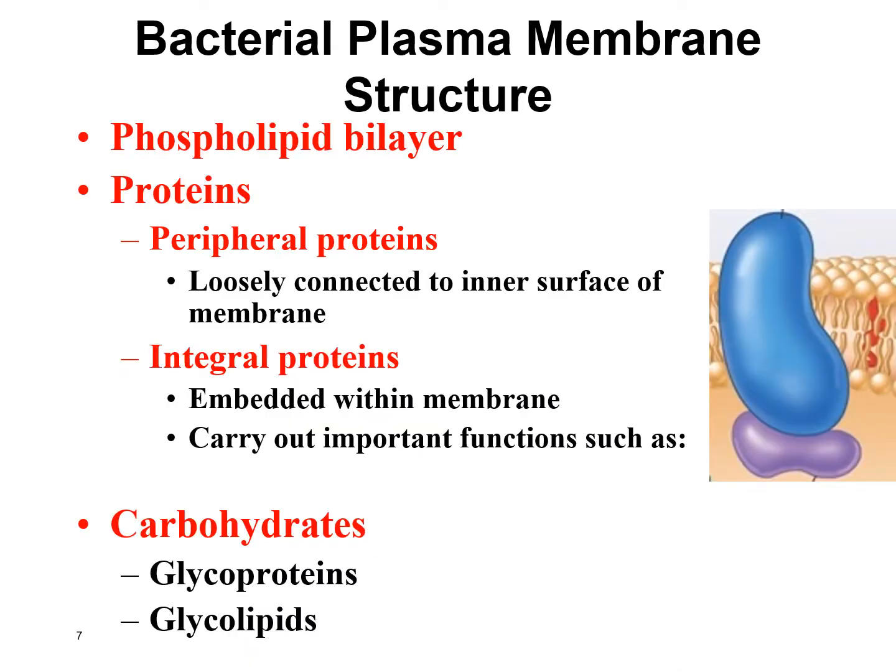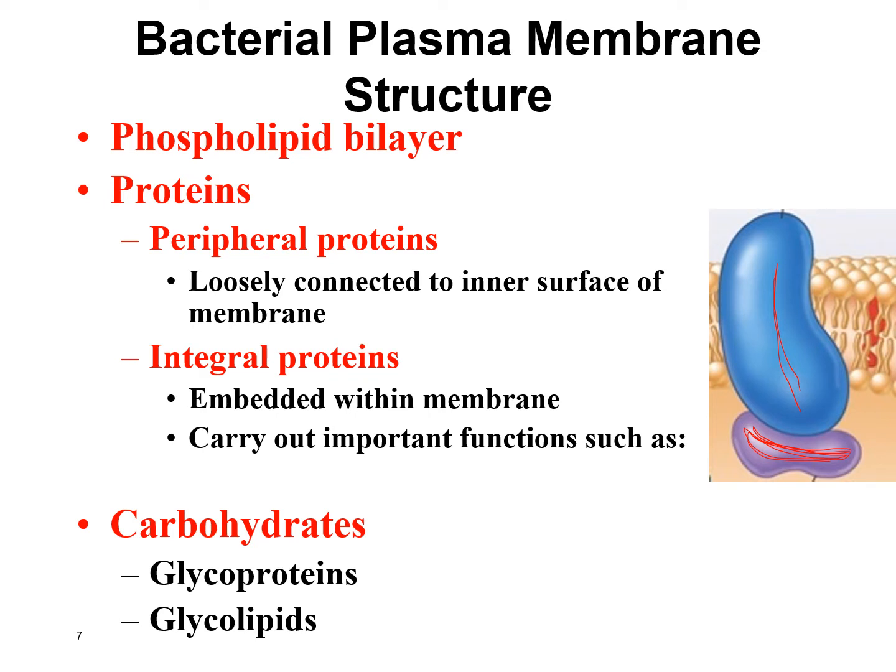The structure of the bacterial plasma membrane is very similar to what we see in eukaryotic cells. So we've got the phospholipid bilayer. We do have some proteins in the membrane. They do have some peripheral membrane proteins, which remember those are just loosely connected to the inside of the membrane. That's this purple protein over here on the right. And then we do have the integral membrane proteins. So they're going to be embedded within the phospholipid bilayer.